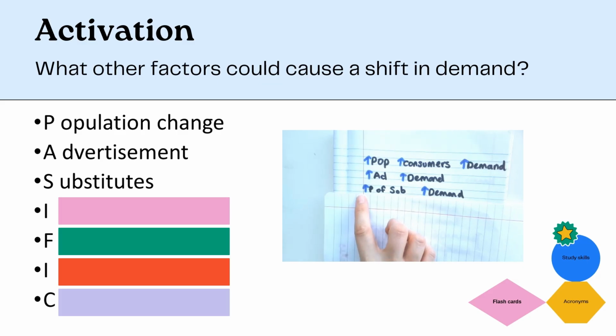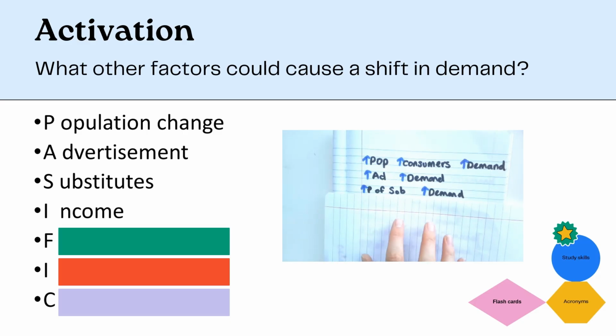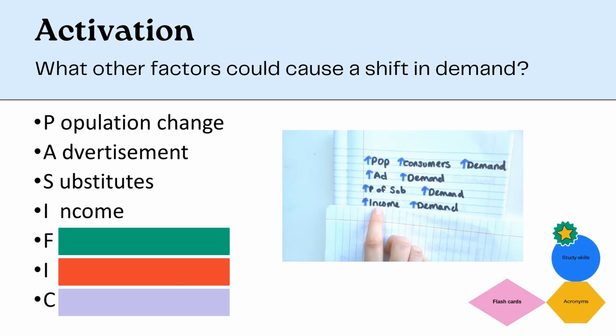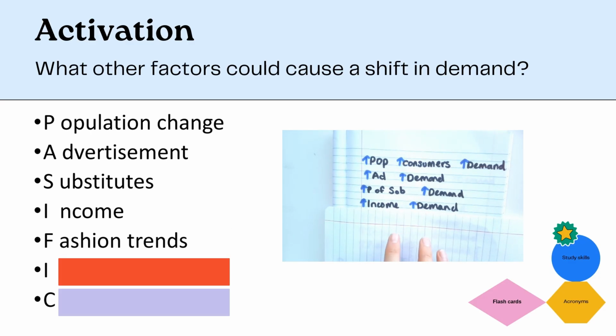So, for example, if the price of a substitute good increased, we would see those consumers switch to an alternative good, and so I would see an increase in demand for the good that I was focusing on. Income. If we saw an increase in the real income, we would expect to see an increase in demand of normal goods. F stands for fashion or trends.